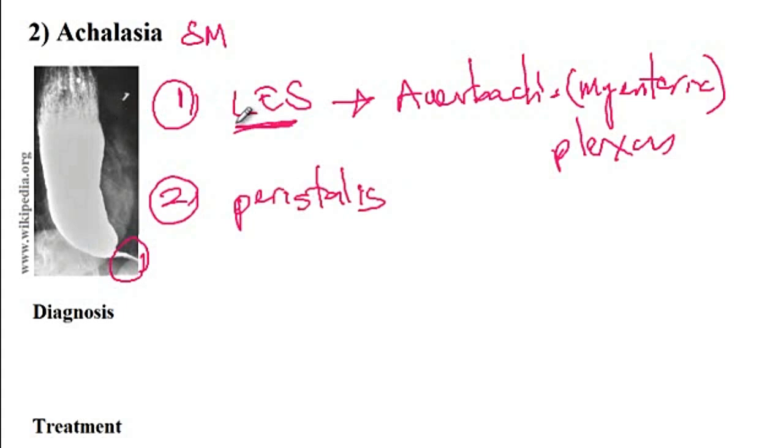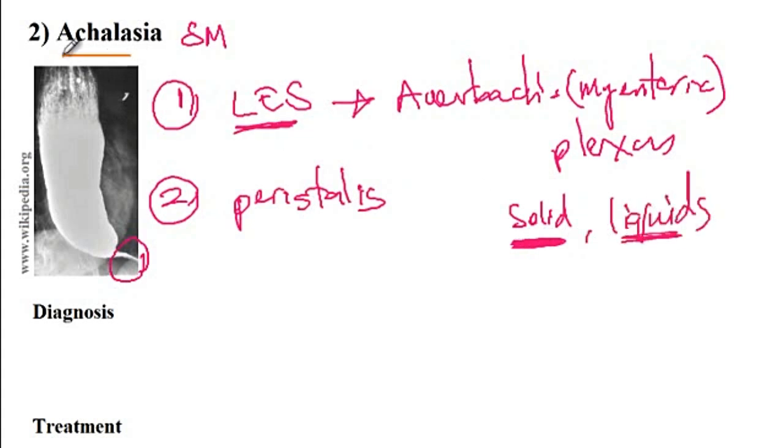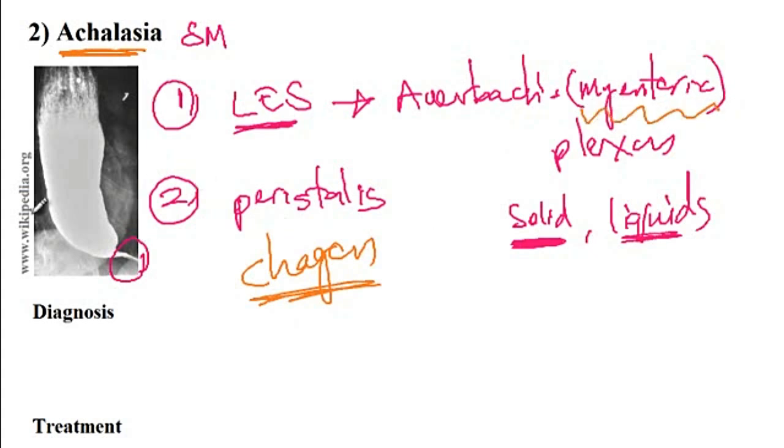Unlike esophageal cancer, where patients had more difficulty with solids compared to liquids, patients with achalasia will have equal difficulty with eating solid food as well as liquids. One risk factor for the development of achalasia is infection with Trypanosoma cruzi, which causes Chagas disease. Since there would be antibodies directed against the myenteric plexus, these patients will develop achalasia.